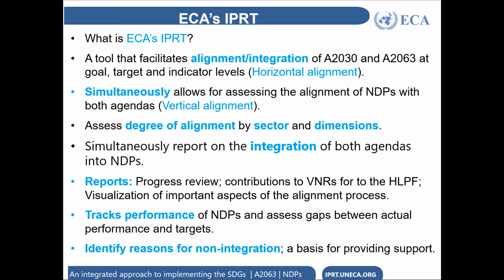By sector, for example, agriculture, industry, health, what have you. By dimension, it refers to environment, economic, social. So this toolkit provides the extent of alignment either by sector or by dimension or both. It also simultaneously reports on the integration of both agendas into national development plans, meaning that the toolkit generates reports regarding the level of integration of both agendas into national development plans.